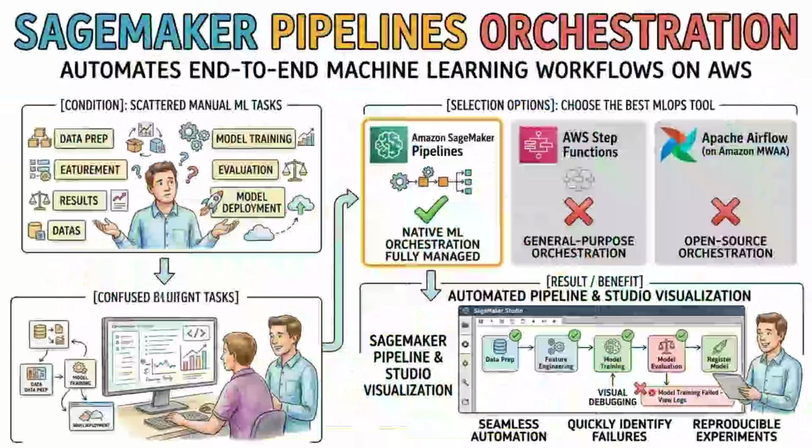You can visually inspect the entire pipeline using the SageMaker Studio interface, making it incredibly easy to see exactly where a complex process failed or succeeded. The exam frequently tests your ability to recognize SageMaker Pipelines as the premier, native tool for orchestrating complete machine learning lifecycles on AWS.